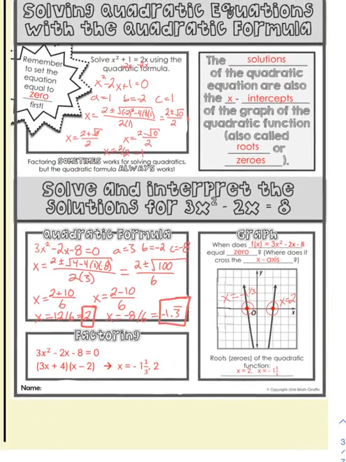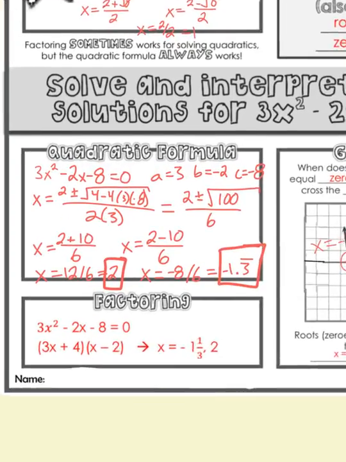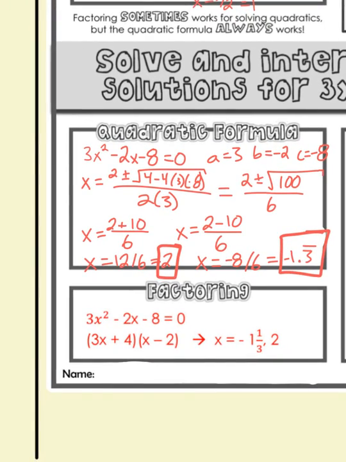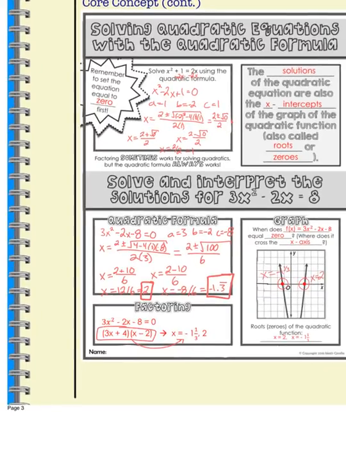So again, those solutions, the quadratic formula, they are also your intercepts. They are also the roots. If we factored this the other way that we know how to find roots, we would also get x equals 2 and x equals negative 1 1/3. So we now have 3 different ways to solve quadratic equations. We can graph, we can factor, or we can use the quadratic formula.